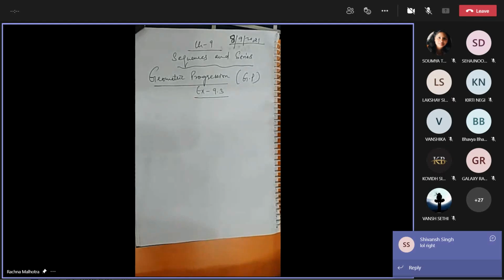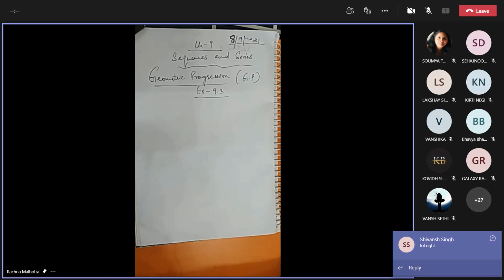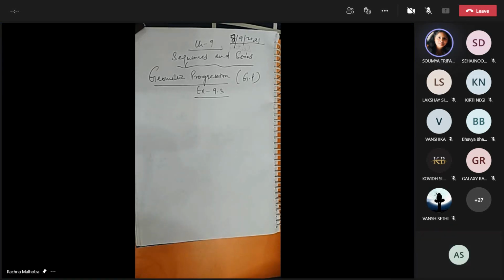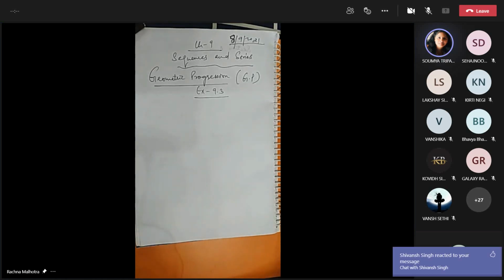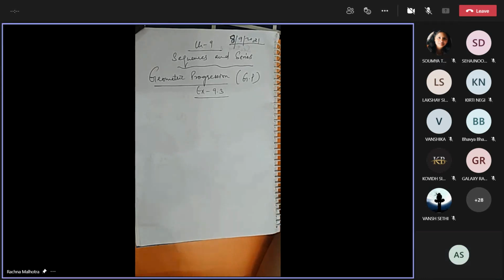Okay, we were doing GP, geometric progression. How many questions have we done? Our first 10 questions were given as homework, so we have to start with question number 11. If you have any doubt till question number 10, please ask.